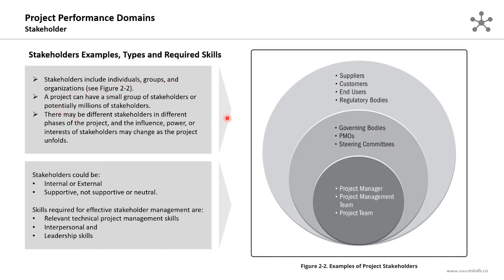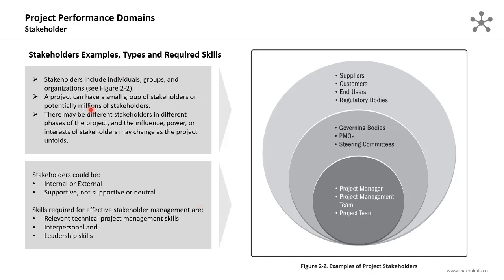So an example of who are the project stakeholders, starting with the project manager, the project management team members, and the project team. All these are internal stakeholders to the project. Then within the organization, we have the governing bodies like the Center of Excellence or the Project Management Office or any steering committees of the organization executives. And out of the organization, we have external stakeholders as well, who could be the suppliers, the customers, end users, regulatory bodies.